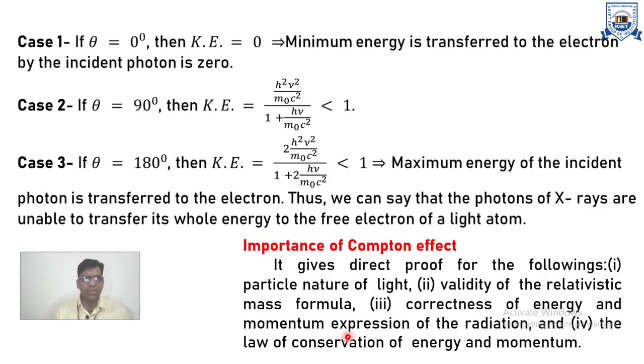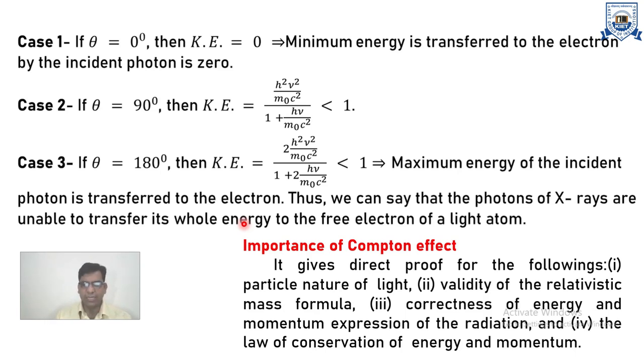Here we have different cases. If theta is equal to 0, then the kinetic energy will be 0 because there is no transition. The minimum energy transferred to the electron by the incident photon is 0. Case 2, if theta is 90, then we put in the value. If theta is 180, then the maximum energy is transferred. The photon transfers energy to the electron, thus we can say that X-ray photons are unable to transfer the whole energy to the electron.